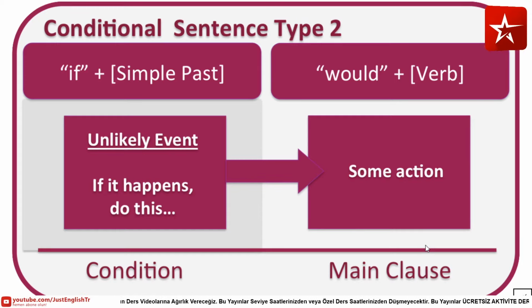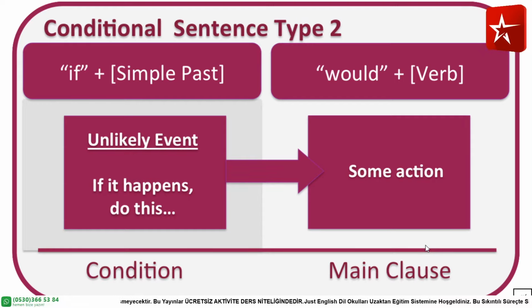Let's continue our online lessons. We have the first conditional and the second conditional sentences. In the first part of the lesson, we already talked about the first conditional sentences. Now it's time to talk about the second type of conditional sentences.